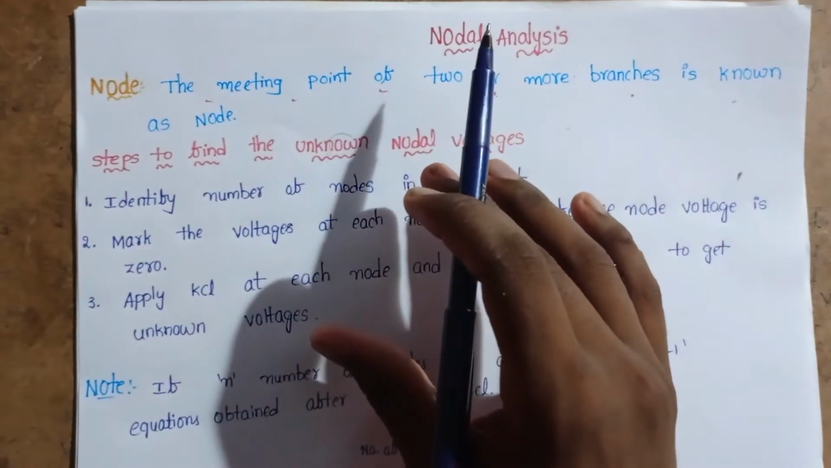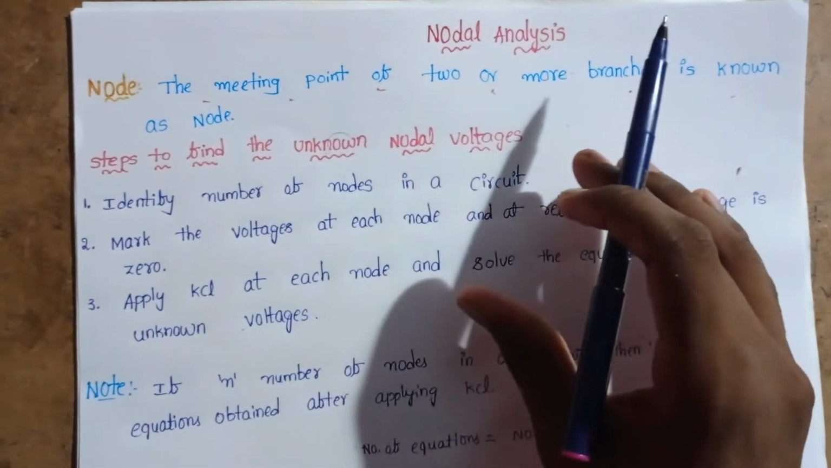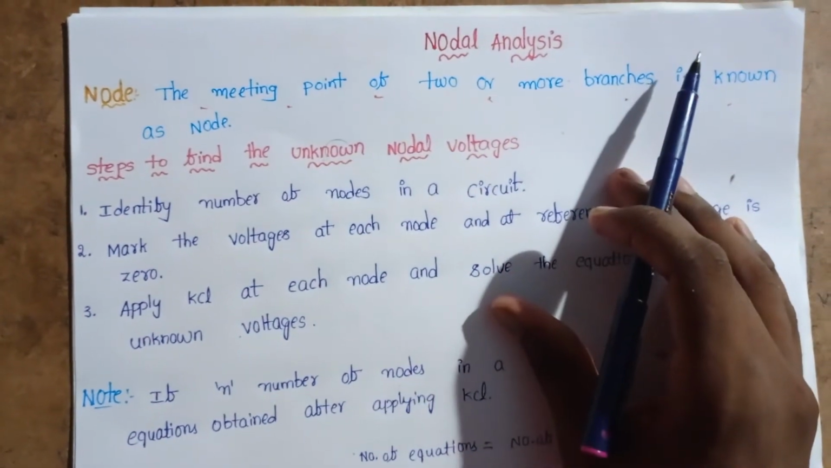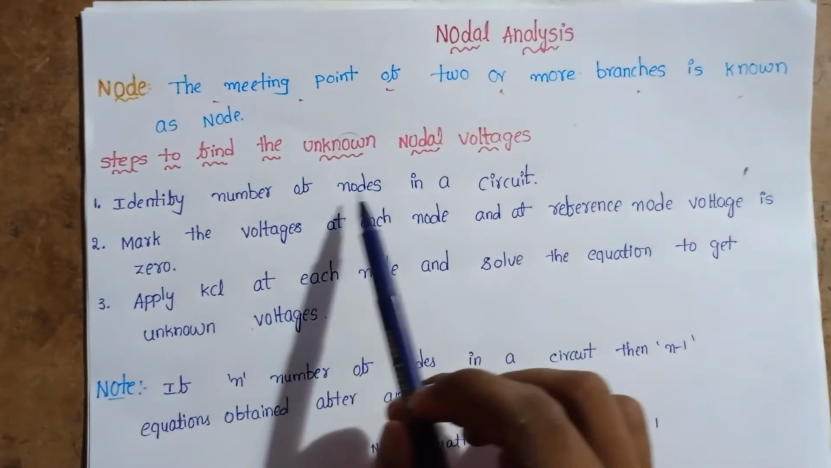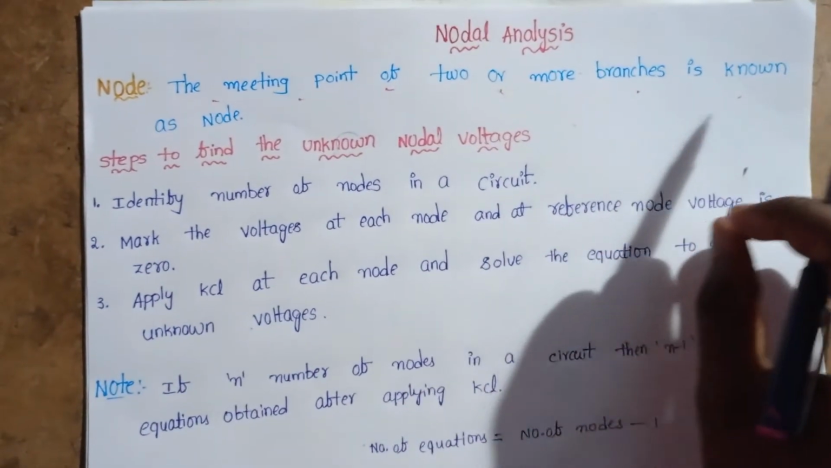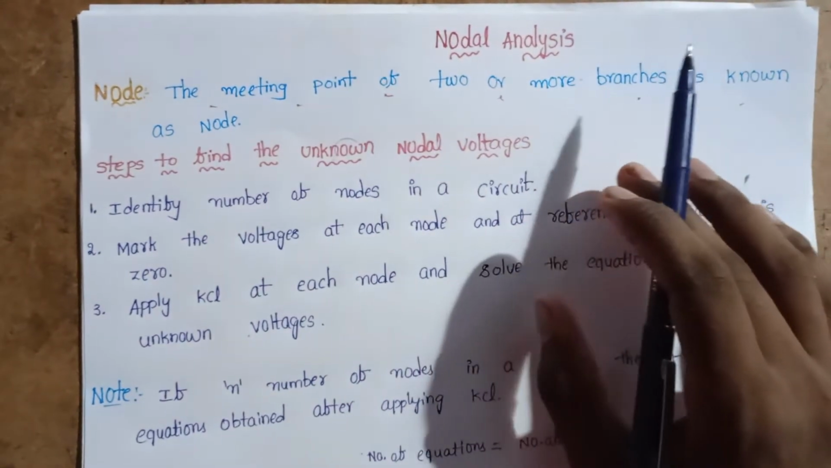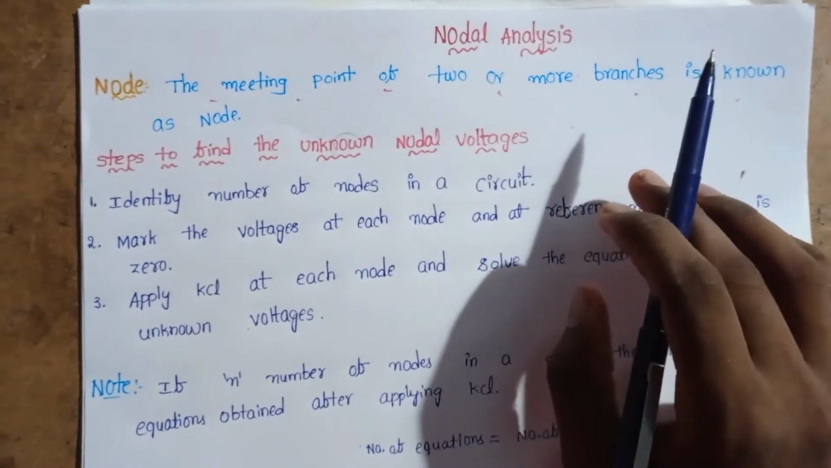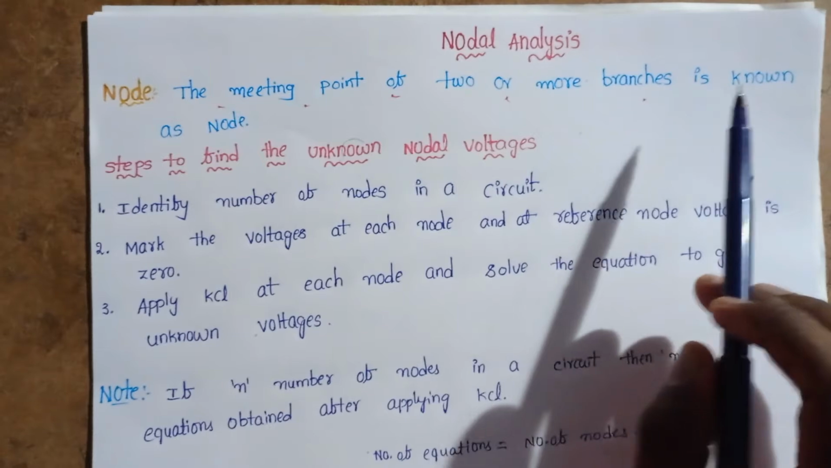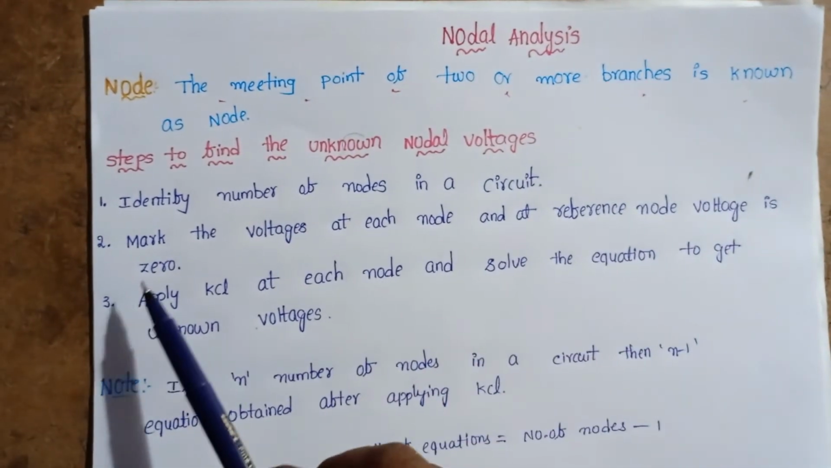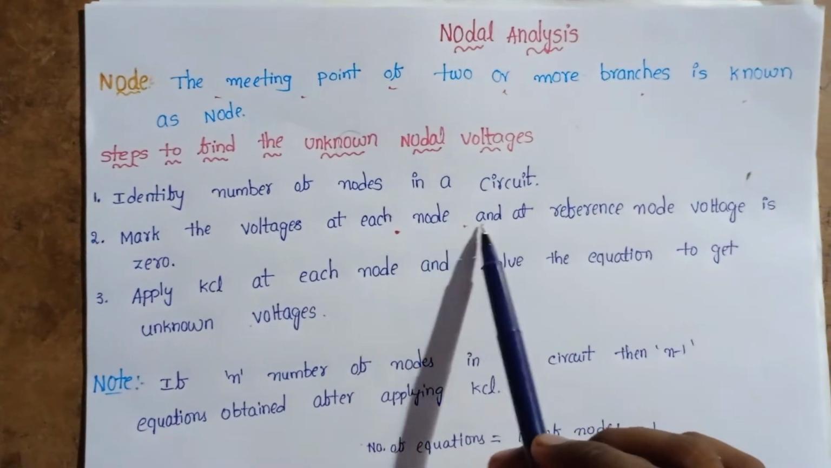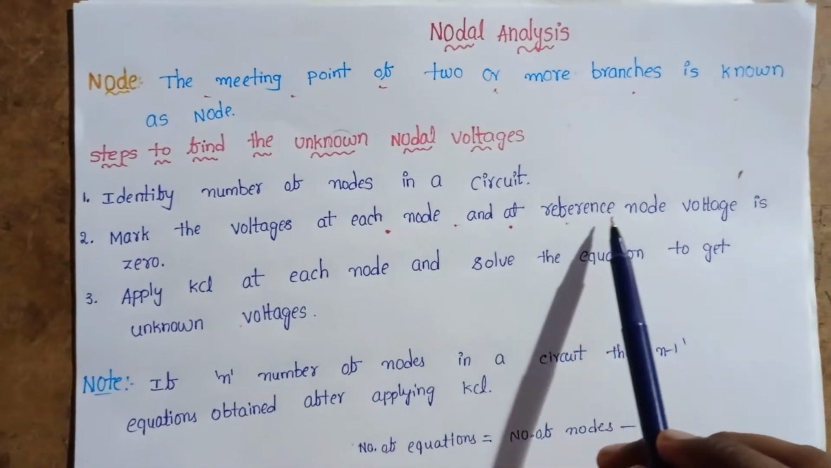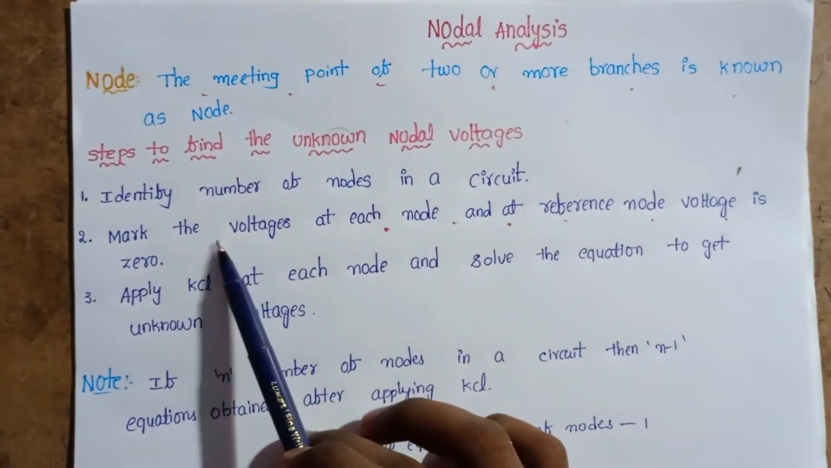Here we have three steps to find the nodal voltages by using nodal analysis. First step is to identify the number of nodes in a circuit. First we have to identify the number of nodes present in a circuit. Nodes mean meeting points of two or more branches. The next one is to mark the voltages at each node, and at the reference node the voltage is 0.